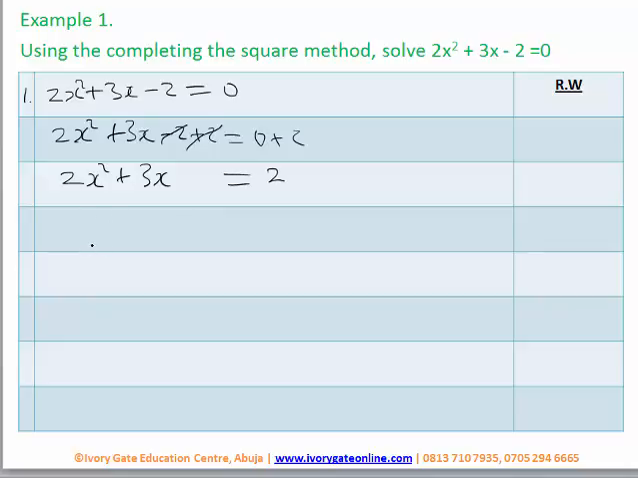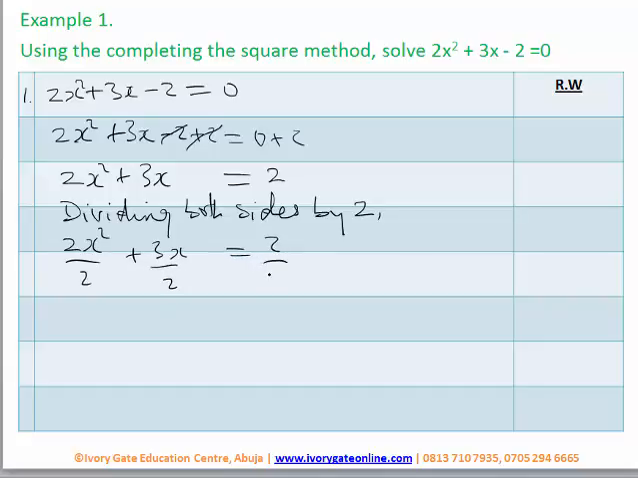Then the next step is to divide through both sides by the coefficient of x squared, which is 2. So what do we have? 2x squared over 2 plus 3x over 2 is equal to 2 over 2. This now cancels out, then this also cancels out, giving us 1. Then we have x squared plus 3x over 2 is equal to 1.